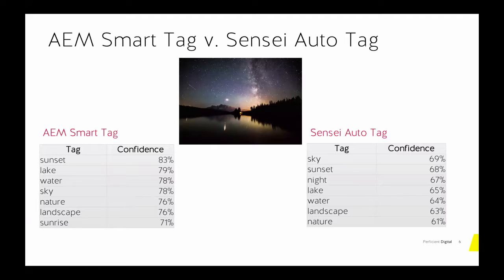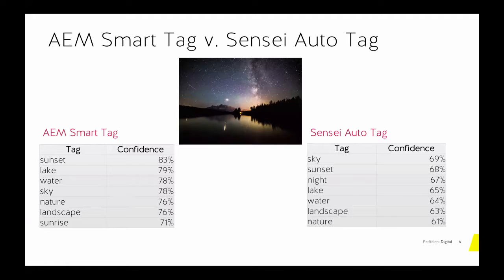One of the other things that was really interesting to me is that they're actually not always in sync, which kind of makes sense because smart tags is different than your Sensei auto tagging, and I think they actually use different data sets and algorithms, but they actually differ a fair bit. So on the left here, you can see what AEM Smart Tags returns for this image in the middle. It's got sunset, lake, water, sky, nature, landscape, sunrise. By the way, comparatively to some other smart tagging solutions, these are great results.